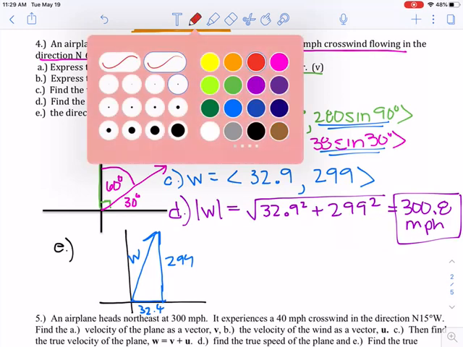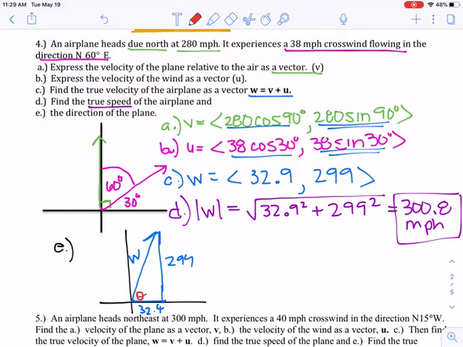And if I take a look at my angle theta, I'm going to go ahead and use my tangent of theta is going to be my opposite side, 299, over my adjacent side, 32.4. So we want to use our inverse tangent on 299 divided by 32.4, and that's going to give us 83.8 degrees.